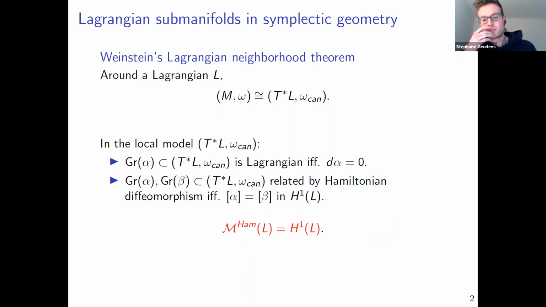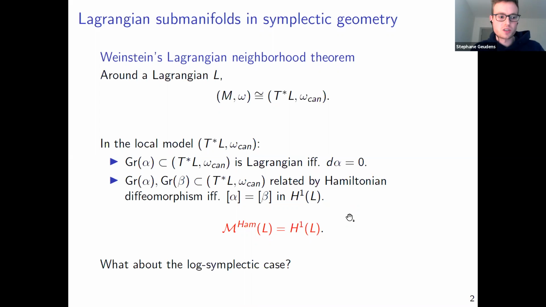And so this is a very nice moduli space. In particular, it's finite dimensional for compact Lagrangians. And so this is the starting point. Now we can wonder, well, log-symplectic manifolds are a kind of Poisson manifolds which are very similar to symplectic ones. So we can wonder how much of this story still goes through in the log-symplectic case. And this is the question that I'll try to address in this talk.